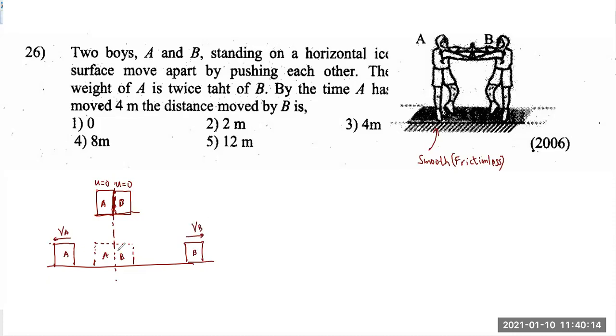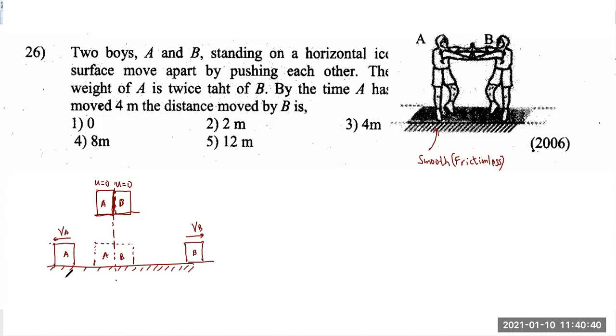So they will be moving at constant velocity. The velocity will not reduce because the surface is smooth. If there is friction, then their velocities would have reduced. But whatever the velocity at which they moved away from each other, they will keep moving at that velocity. It's a hypothetical situation. In reality, it doesn't happen because there will be some friction to some extent in reality.